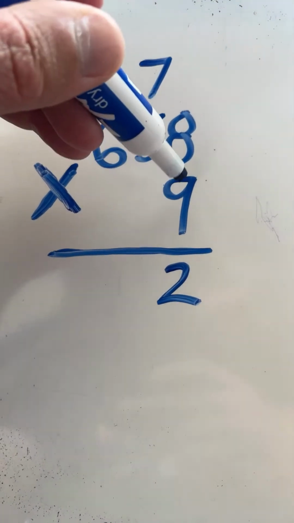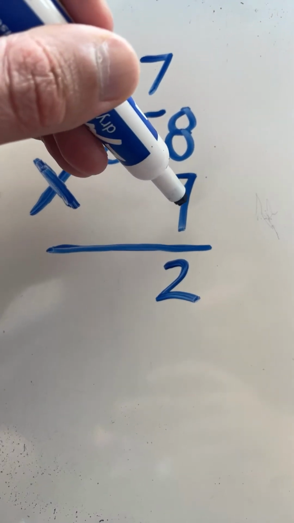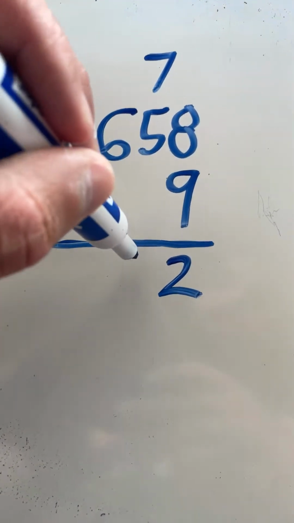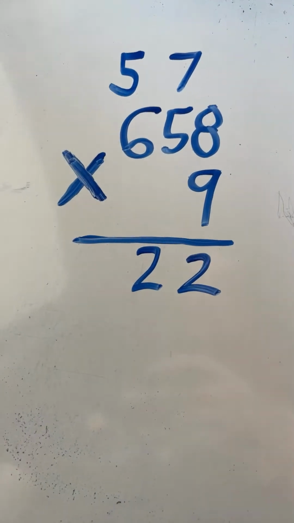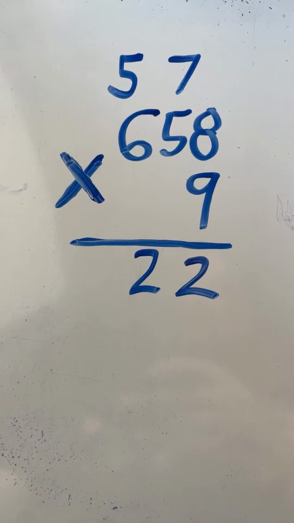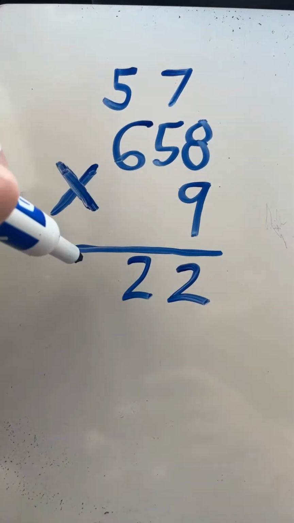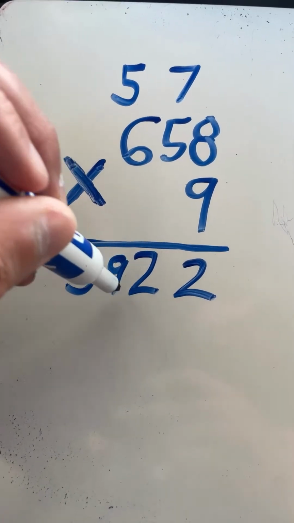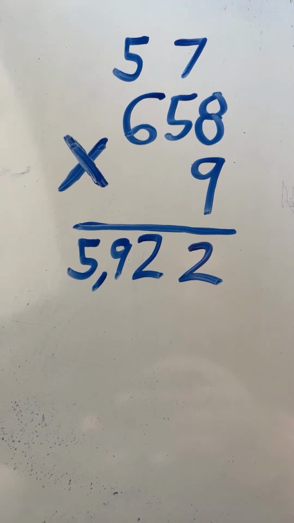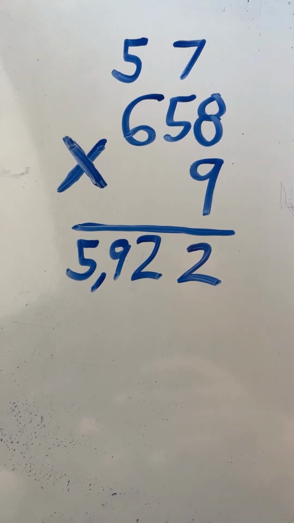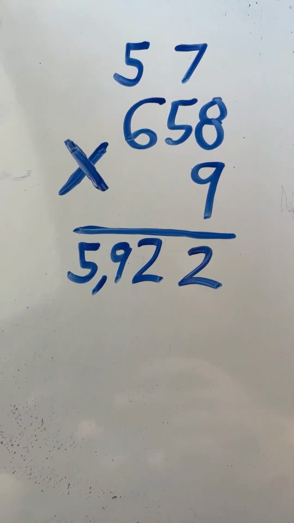All right. So 8 times 9 equals 72. 2, carry the 7. 5 times 9 equals 45, plus 7 equals 52. 2, carry the 5. 6 times 9 equals 54, plus 5 equals 59. And we have our final answer, 658 times 9 equals 5,922.